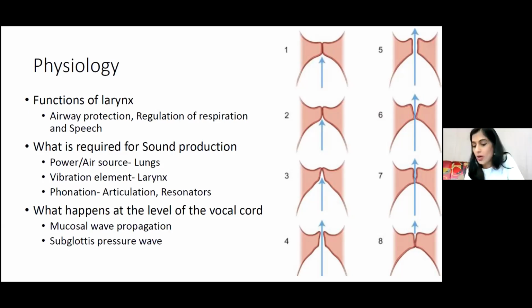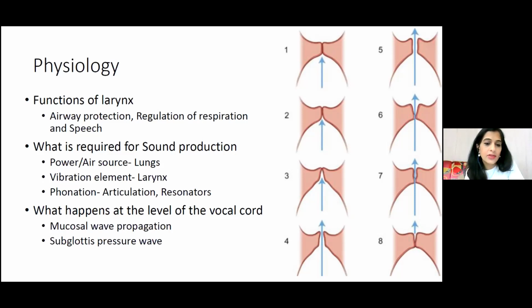There are the elements that are required to produce sound, and there are the elements that are required to produce speech. So sound requires power, an air source, and the vibratory element, which obviously is the vocal cords and the larynx. So your power source is the lungs, the vibratory element is the larynx. But for actual speech formation, you need articulation, and that's by the formation of the sounds that we form with our lips, our tongue, sounds around the teeth, and also the effect of resonators in the skull.